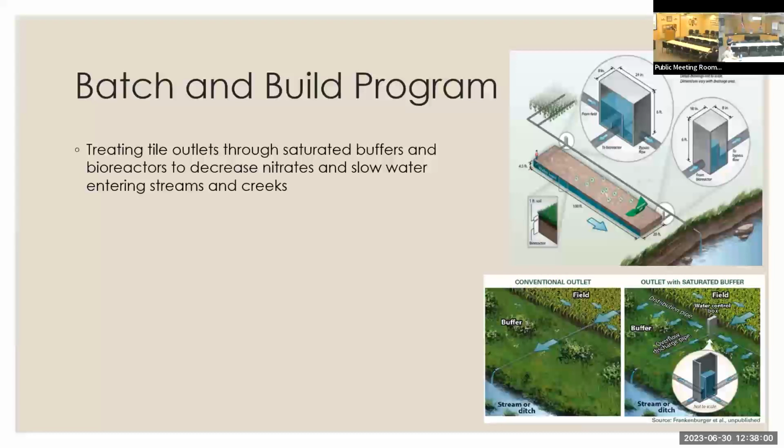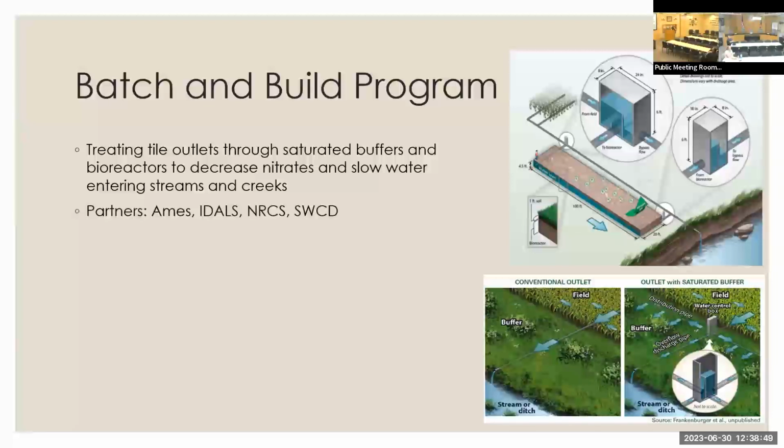The other component is our bioreactor, which is the top picture. It works the same way, but instead of distributing it into a buffer, it goes into this big pit that's filled with wood chips. There's bacteria in there, and the bacteria use the wood chips as a food source, which allows the bacteria to break down the nitrates, and it produces nitrogen gas. So then that clean water, or the less nitrate-filled water, can exit and go straight into the creek. It's a way to decrease nitrates, but also help slow down water coming from ag fields.